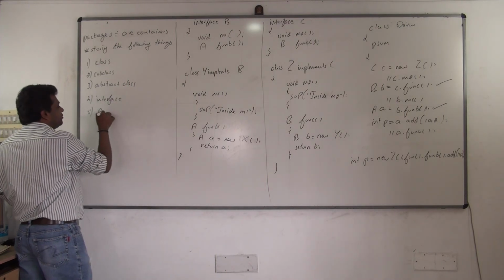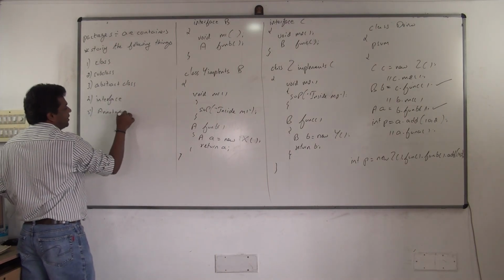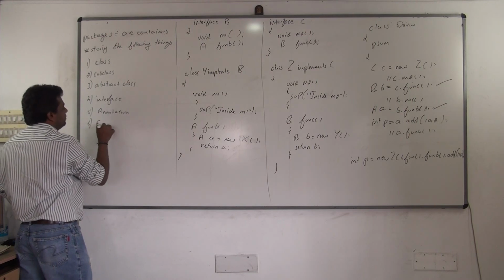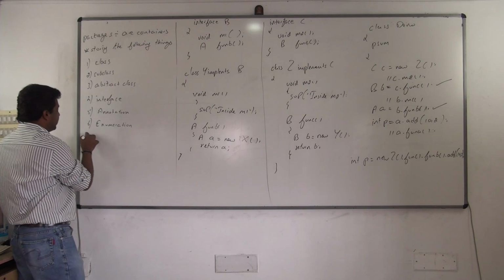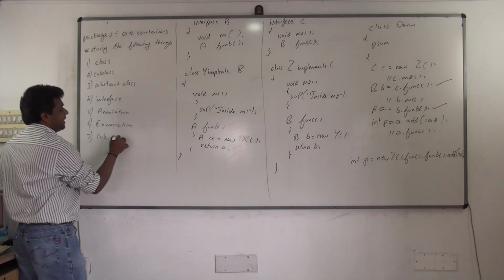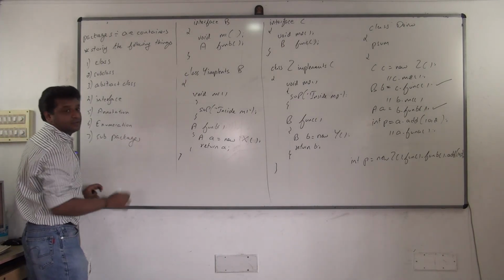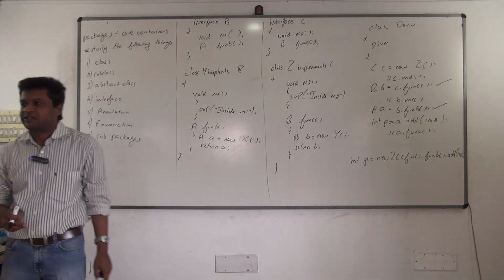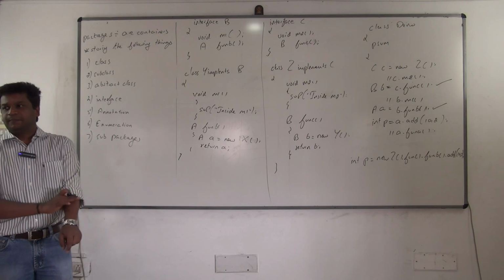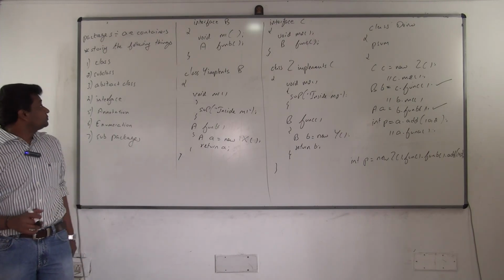Fifth one, annotation, which we'll see later on. Sixth one will be enumeration. You can store all this, and one more extra is something called sub packages. So a package can go on to store these many things. Are you clear with this?